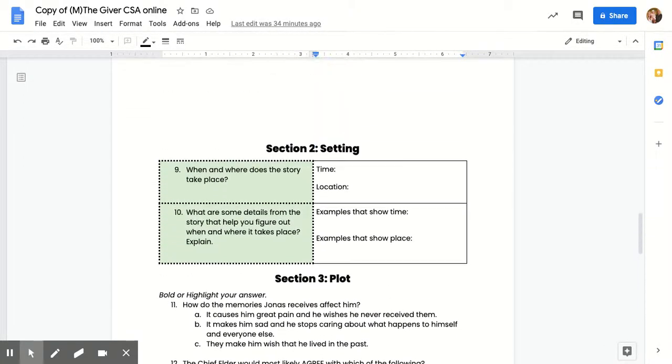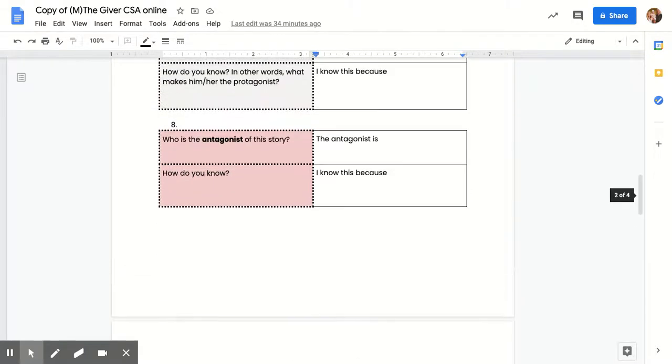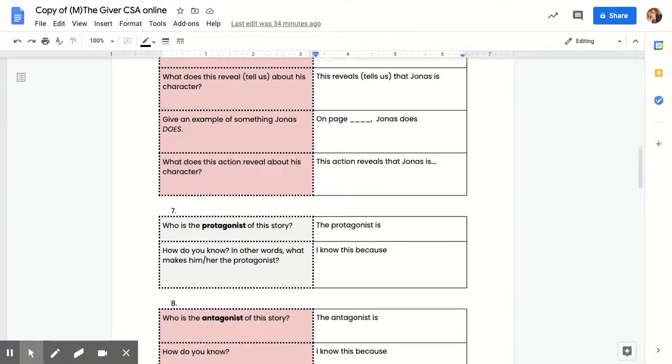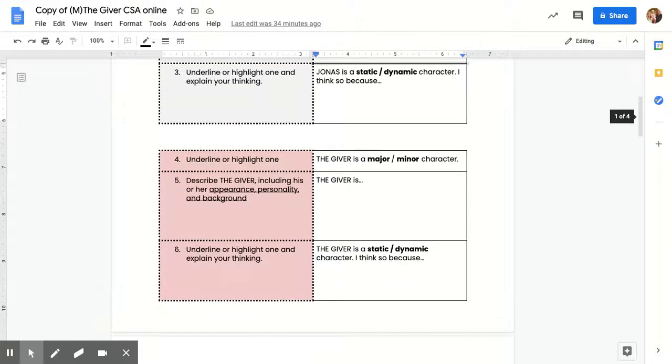Please go back and review each one of the questions, making sure that you answered each question to your best ability. Reread, and when you're ready to turn in, you may click submit.